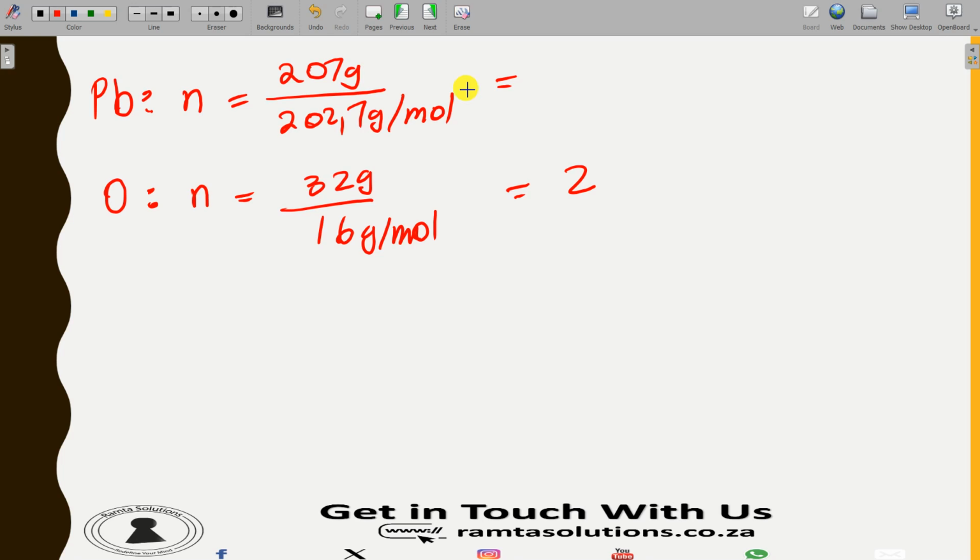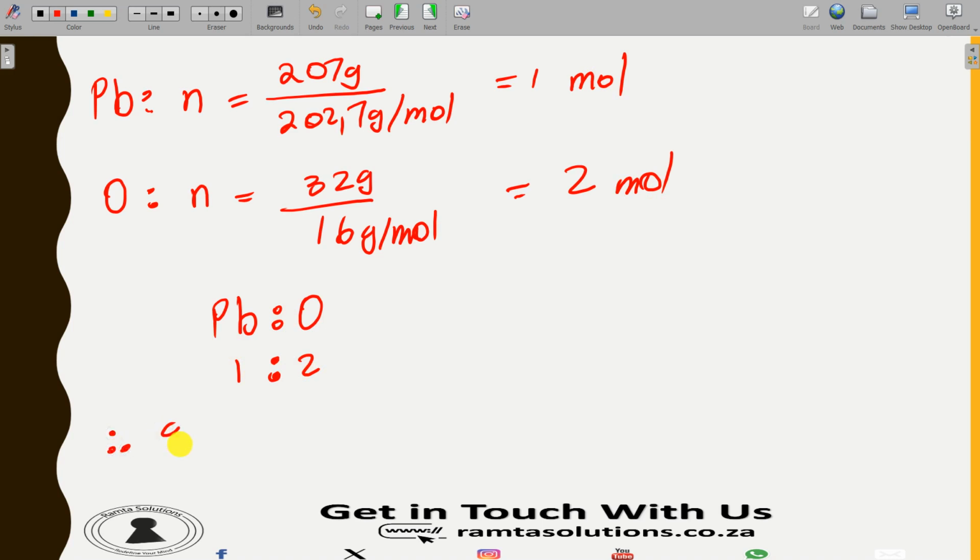207 divided by 202.7. Yes, it is 1. Let me write it like this. It's simply 1. Okay. So now, the ratio of lead and oxygen is this. Lead is 1, oxygen is 2. Oh, my mistake, 1 mole and 2 moles. So now the ratio is 1:2. We have to divide by the lowest, which is 1. So there's no need. We are okay. We can leave it here.